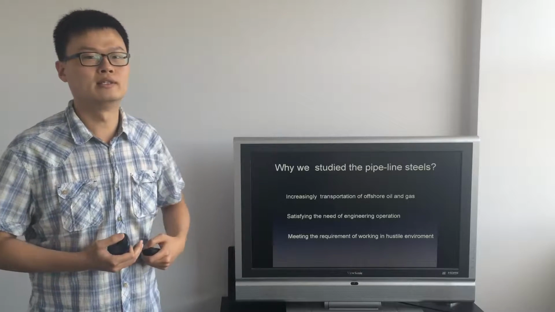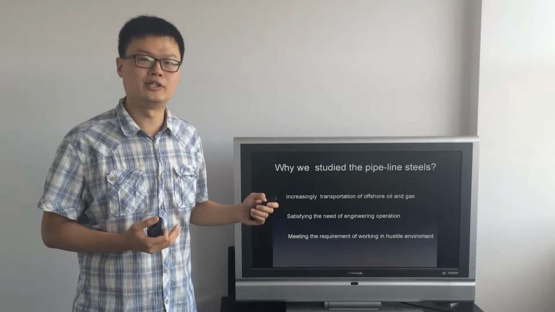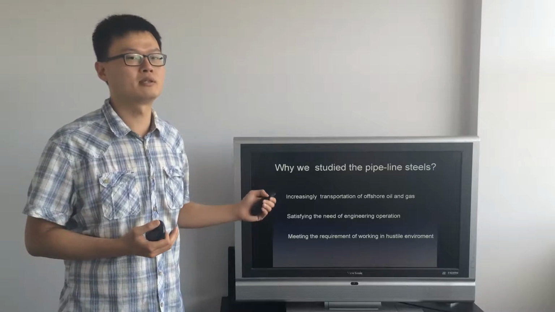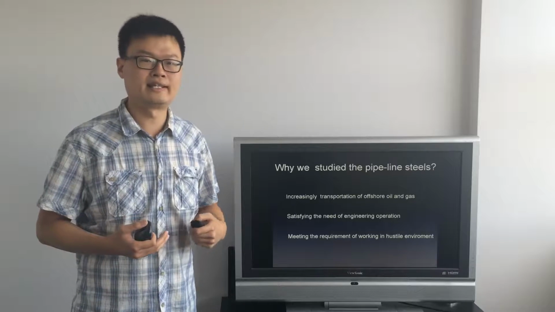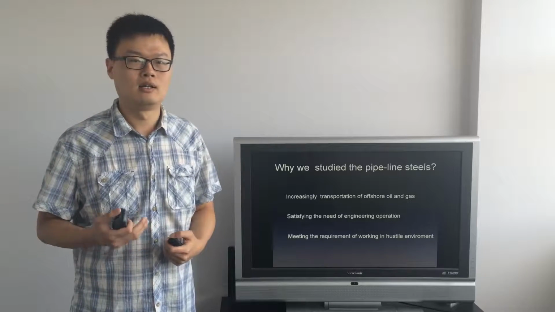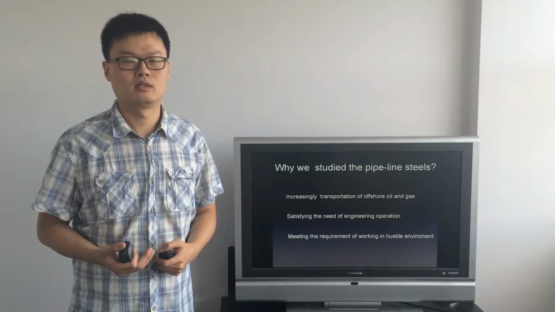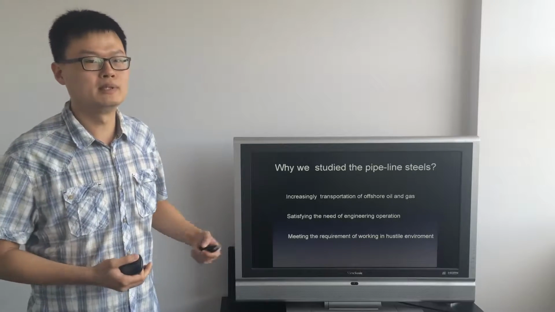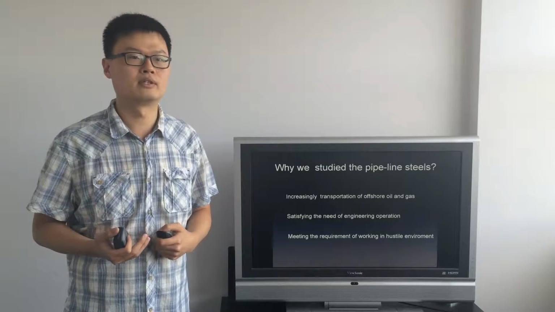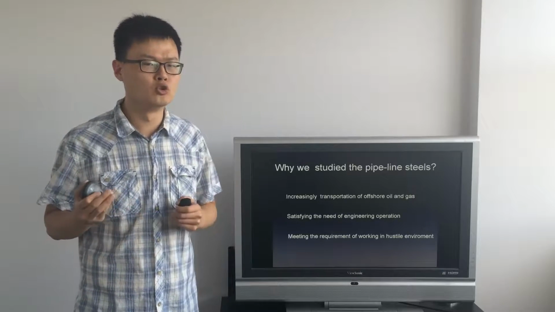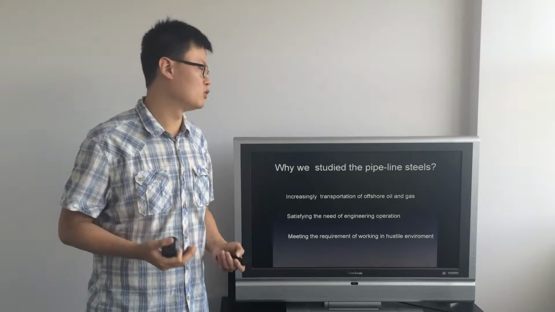The second reason is satisfying the requirements of engineering operations, such as weldability. There is a heightened tendency towards the addition of properties such as high strength capacity. Furthermore, the need to meet higher strength with high ductility and toughness has pushed the improvement of high strength steels to work in a harsher environment.